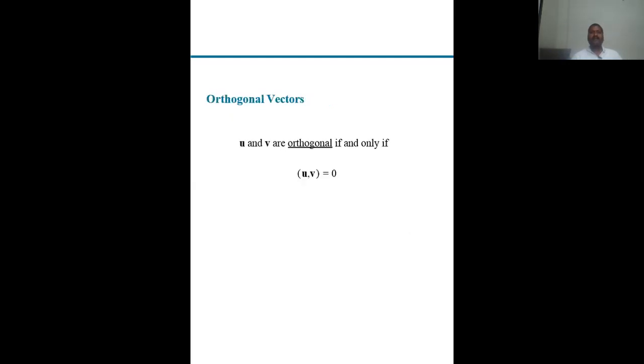If the dot product between two vectors is 0, then we'll say that they are orthogonal vectors. So two vectors are said to be orthogonal if the dot product between them equals 0, or u transpose v equals 0.